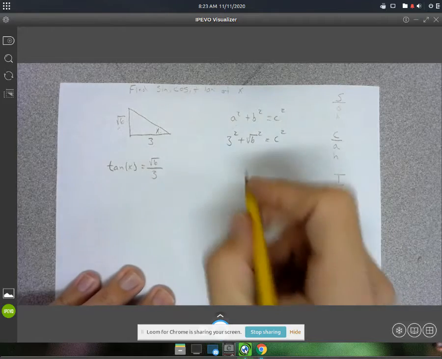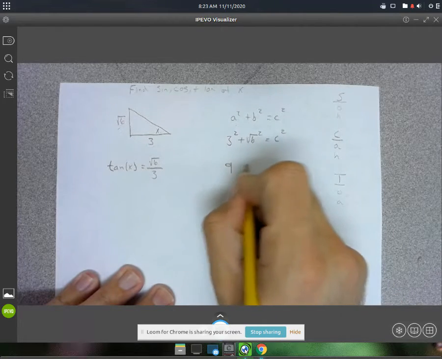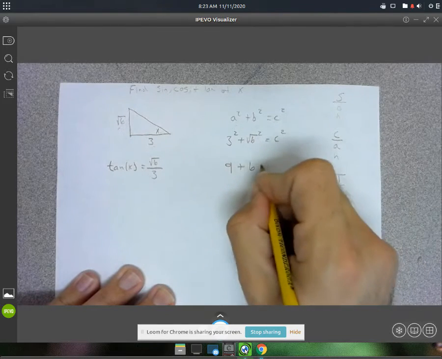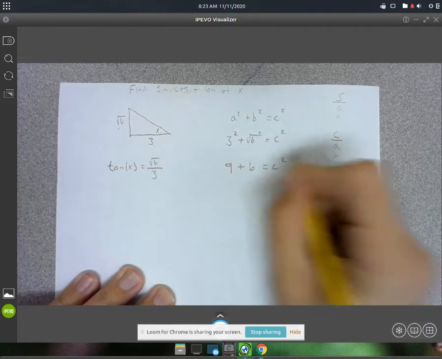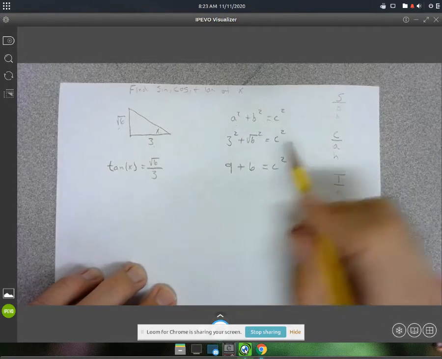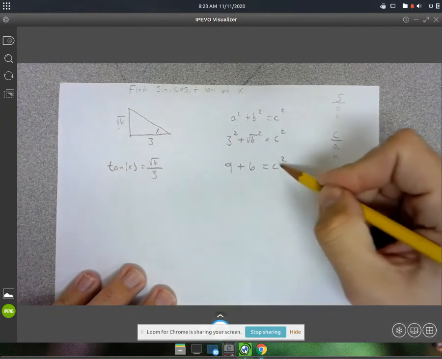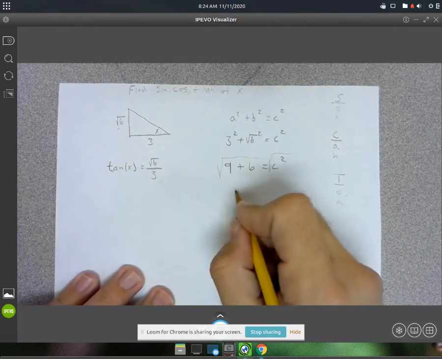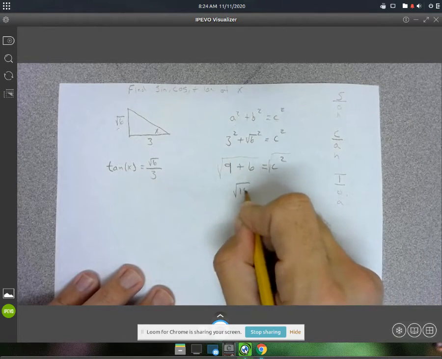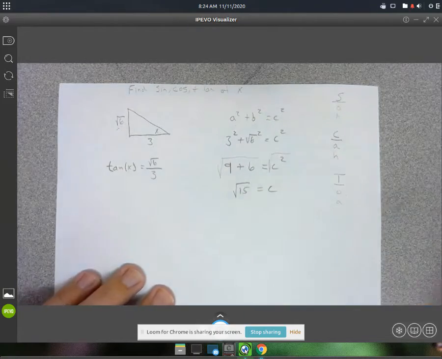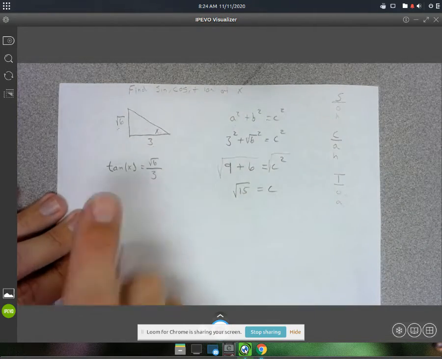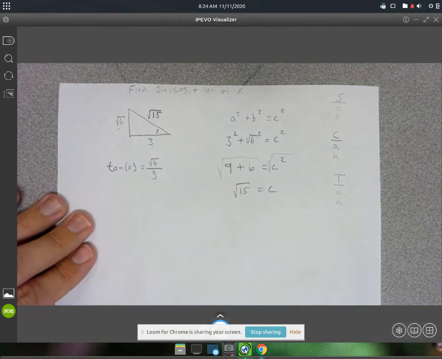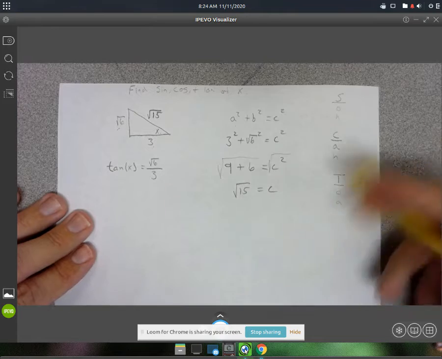Now, let's simplify this. 3 squared is 9. Square root of 6 squared will just be 6. And then these add to 15. You'll square root both sides to get rid of the square, and so c is equal to the square root of 15. All right, so we can go ahead and put that in there now. And now we can find sine and cosine.